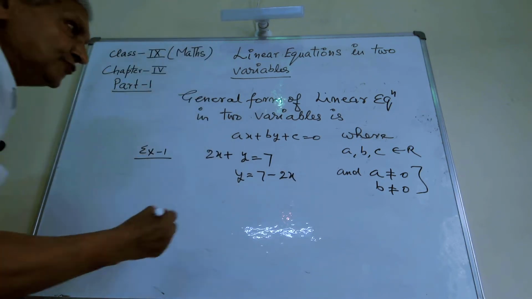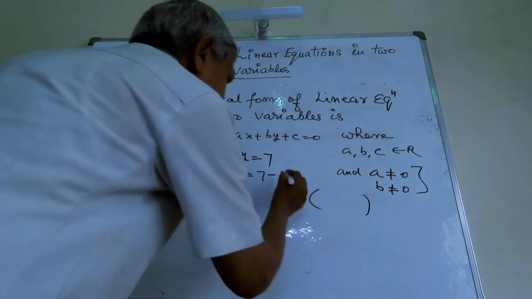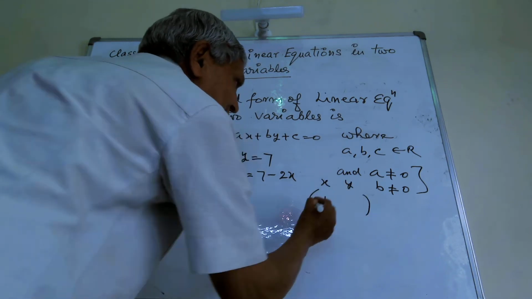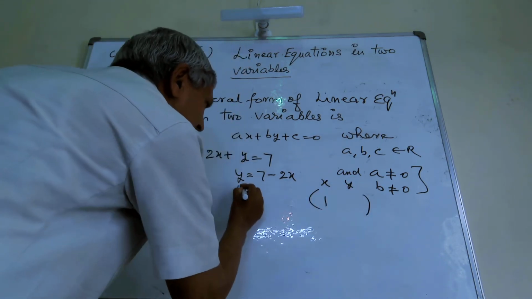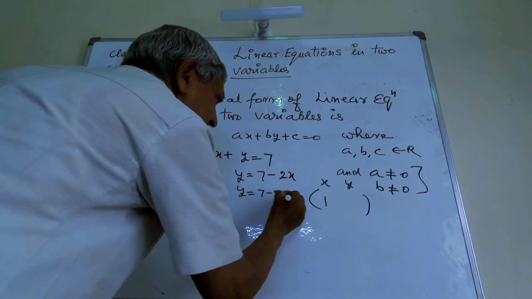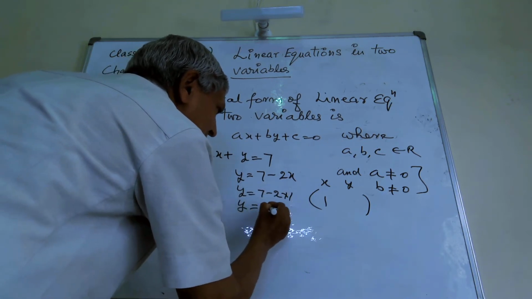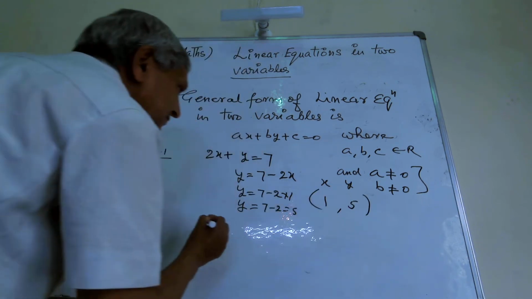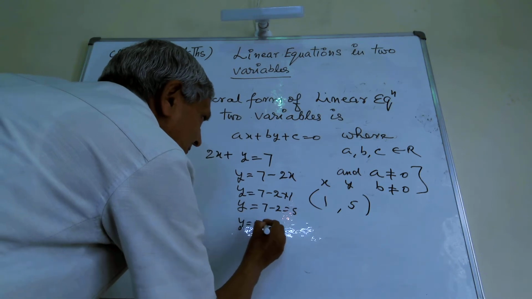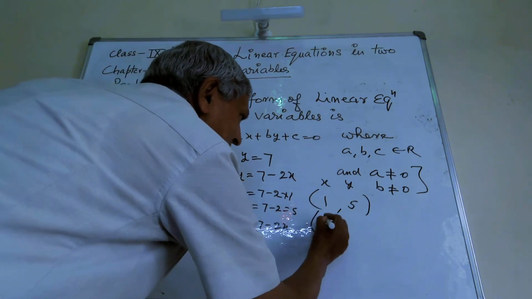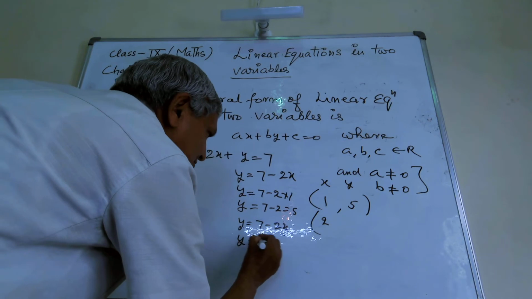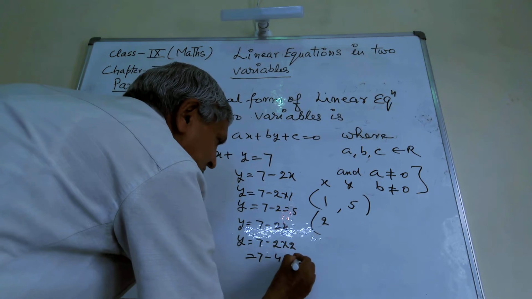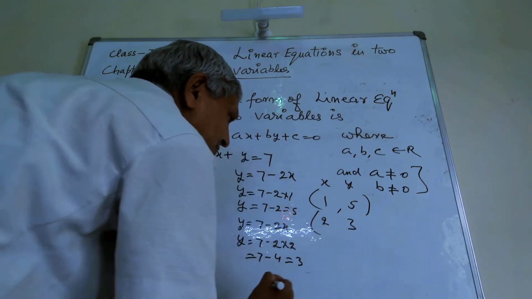Now find the values and make pairs. Put the value of x is equal to 1, because in each pair the first is x and the second is y. y is equal to 7 minus 2 into 1, y is equal to 7 minus 2 is equal to 5. The value of y is 5. Again, y is equal to 7 minus 2x. Put x is equal to 2. y is equal to 7 minus 2 into 2 is equal to 7 minus 4 is equal to 3. The value of y is 3.